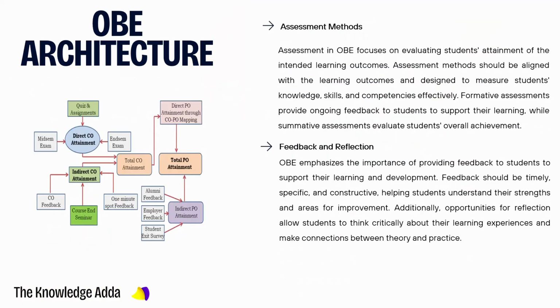And assessment method, we have already discussed: if one assessment method is not working, the teacher can adopt a different type of assessment method. Basically, that should be aligned with the nature of the course, the nature of the subject. And feedback and reflection is very much important. Your outcome-based education is successful when you are getting feedback for improving, or as we mentioned, one of the most important properties of outcome-based education is continuous improvement.